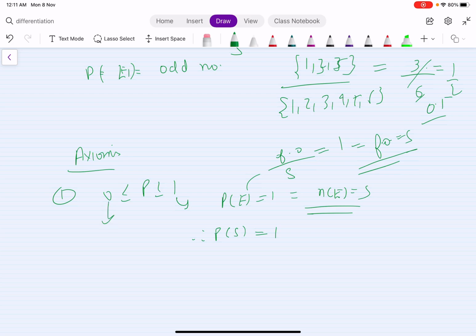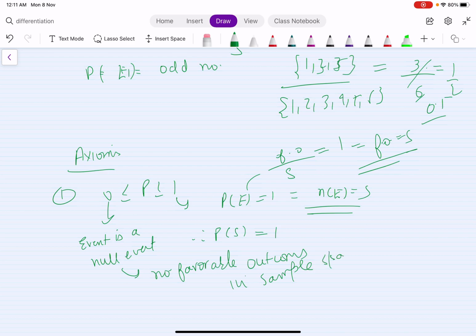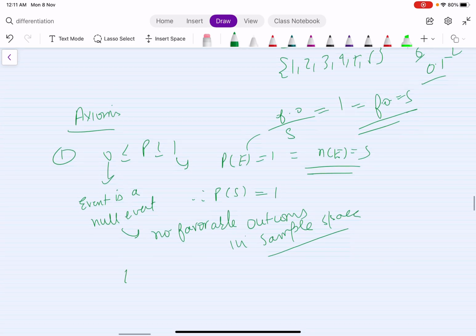Probability of 0 will happen if the event is a null event. That means there are no favorable outcomes in sample space. If there are no favorable outcomes in sample space, then my probability of that particular event will be 0. So for example, I define an event E1 in a rolling of a die as a number greater than 10.